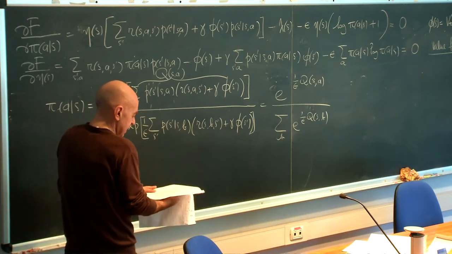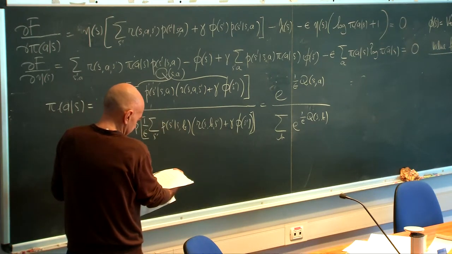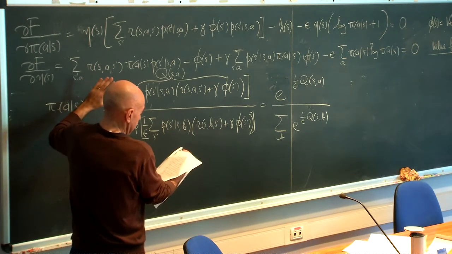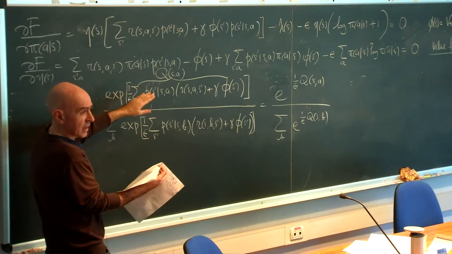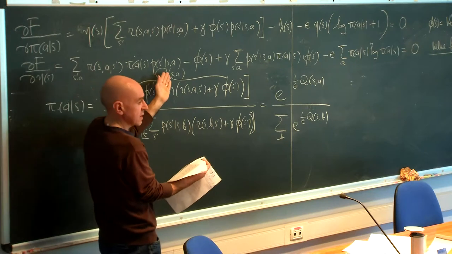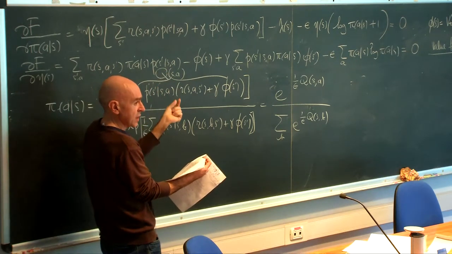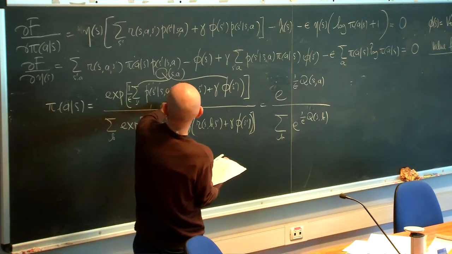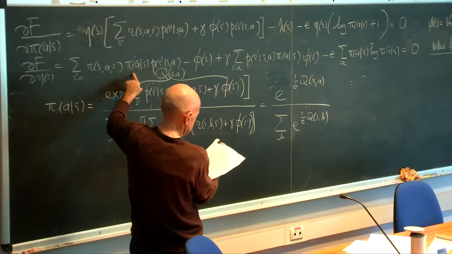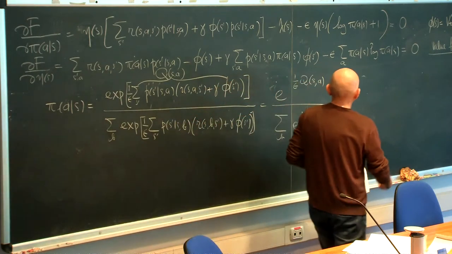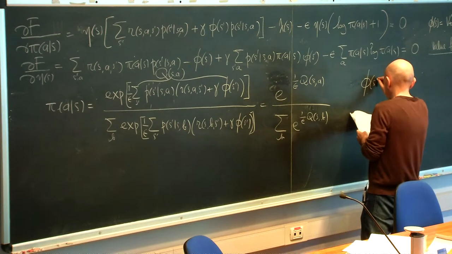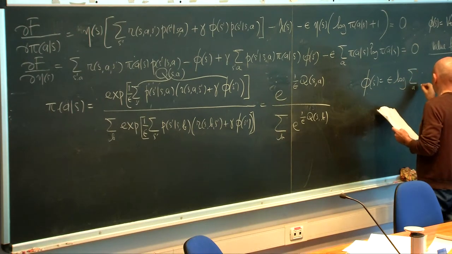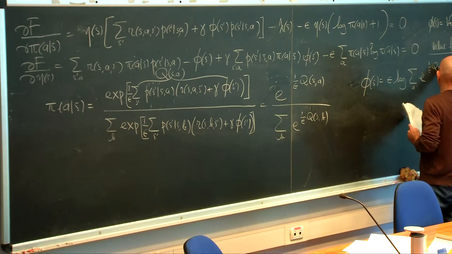Good. Now what is left? Like I said, there is a dictionary between phi and Q. So this is one way of going: this is the quality function and how it depends on phi. But you can reverse this. You can reverse this if you insert this definition that I gave you here into this equation. And what you find is that phi of S is equal to epsilon times the logarithm of the sum over all possible actions of the exponential of 1 over epsilon times the quality function.